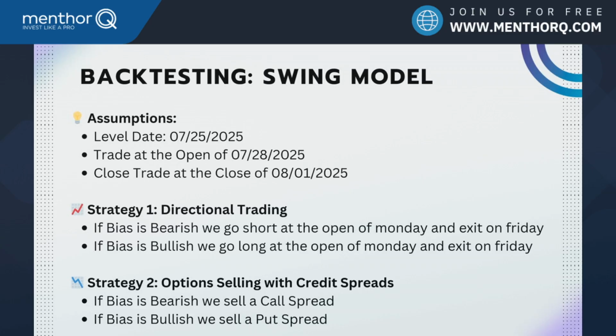The second strategy is using credit spreads. So if the bias is bearish, then we use a call credit spread. If the bias is bullish, we then use a put credit spread, using the levels as our short strikes. So using the upper and lower band as our short strike. And again, we are not looking at trade management. We're just looking to see if the price of the asset at the close of Friday closed above the lower band or below the upper band.